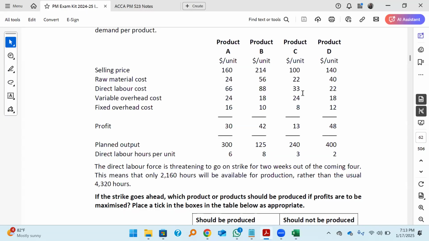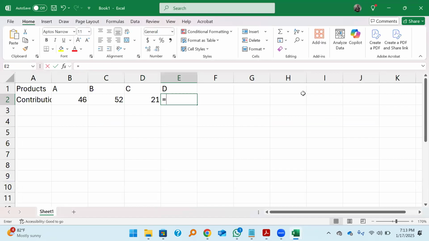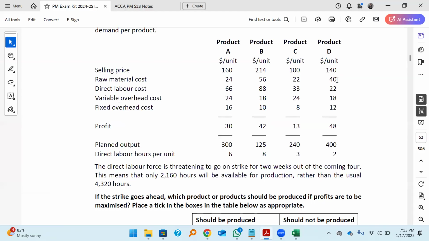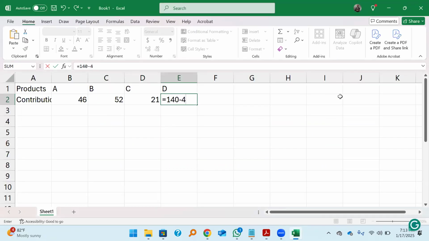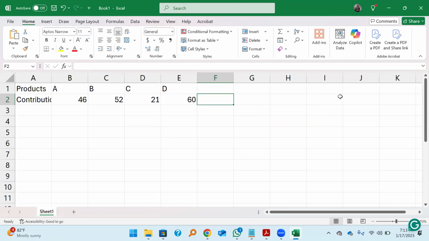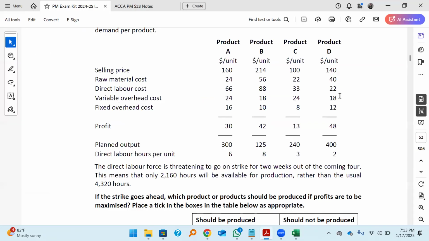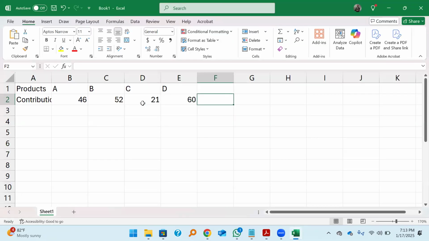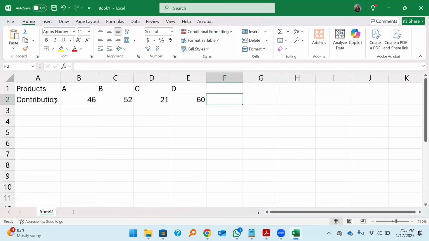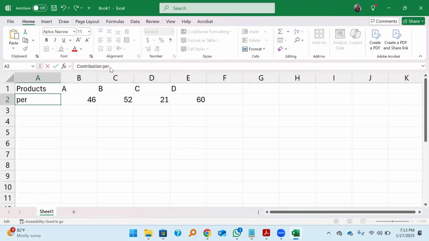And then finally for D, 140 minus 40 minus 22 minus 18. So that gives you our contribution. Okay? Contribution being selling price minus the variable cost. So now having our contribution, this is contribution per unit.